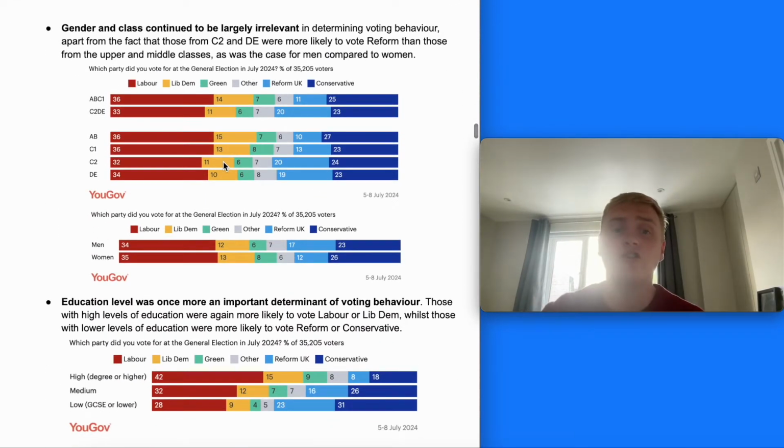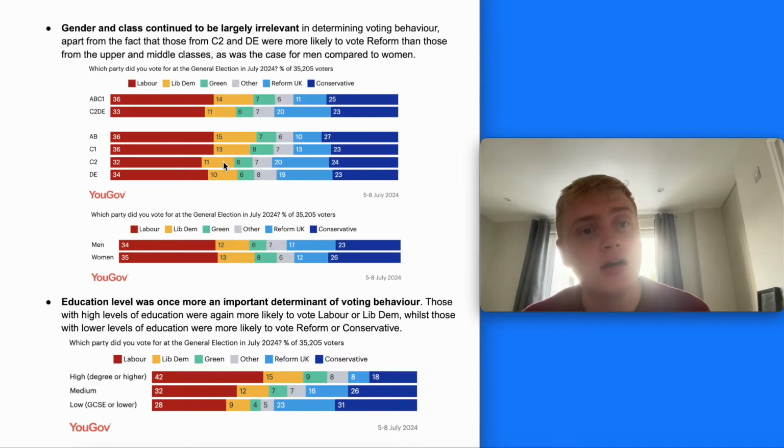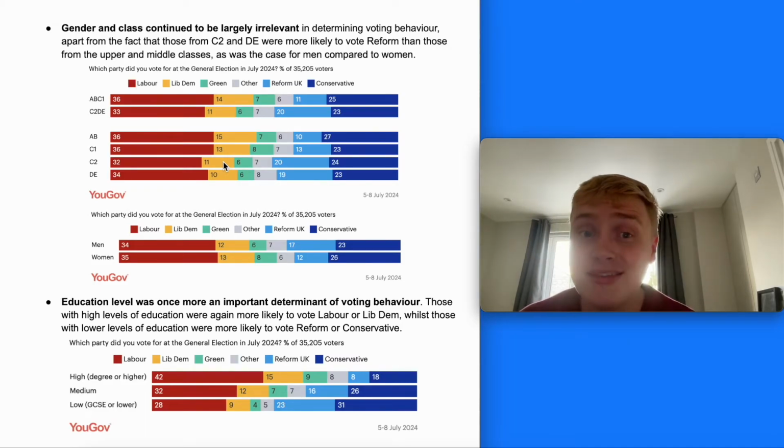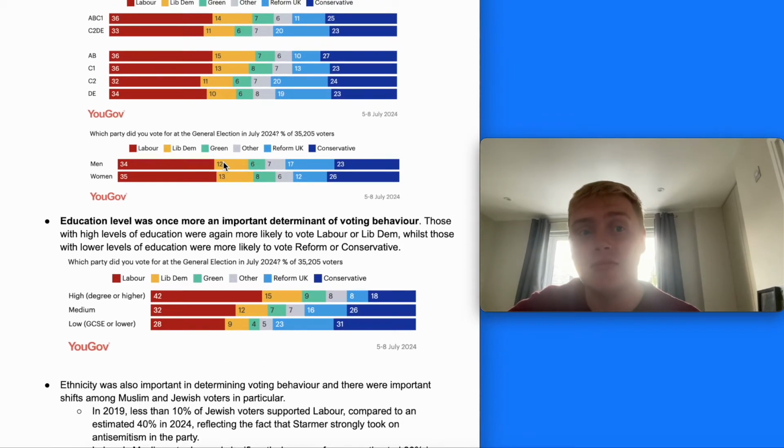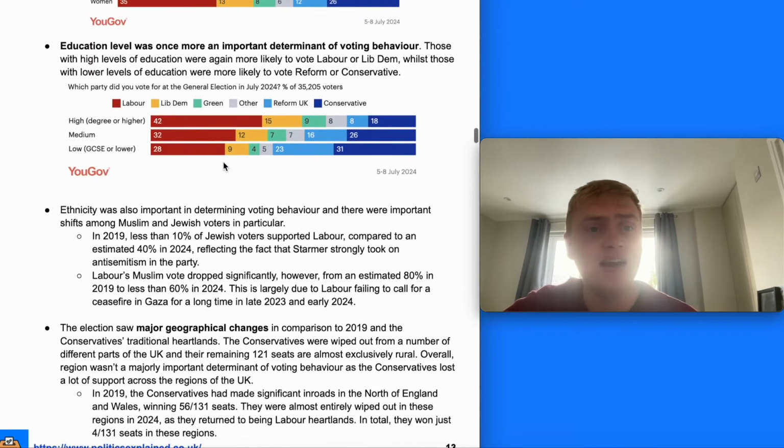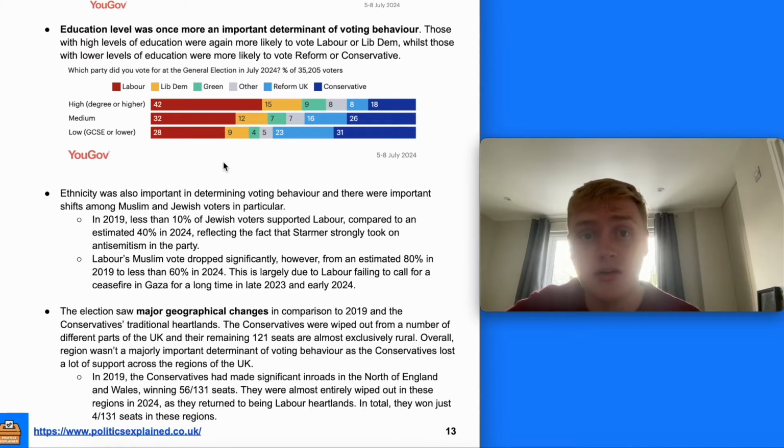Gender and class continued to be largely irrelevant in determining voting behaviour, apart from the fact that those from C2 and DE were more likely to vote Reform than those from the upper and middle classes, as was the case for men compared to women. So men were more likely to vote Reform than women were. And that difference is marked even more when it comes to young men compared to young women. Education level was once more an important determinant of voting behaviour.